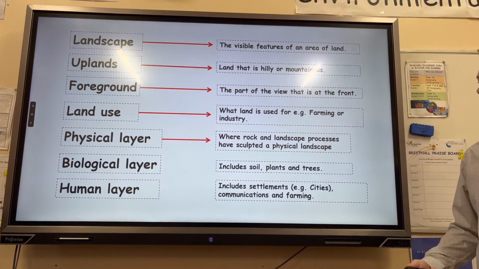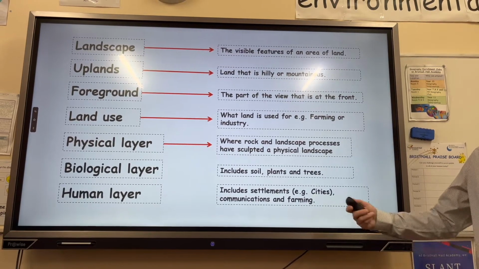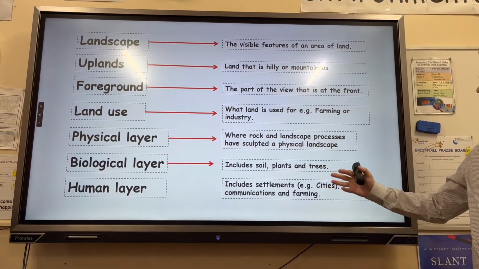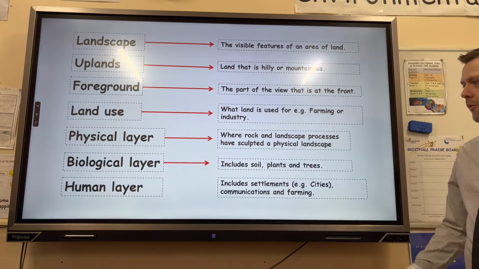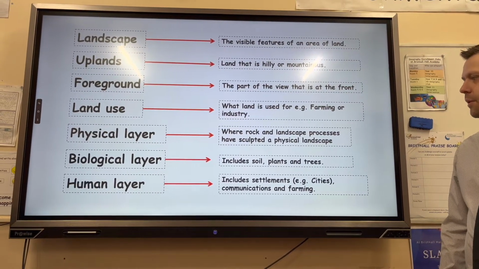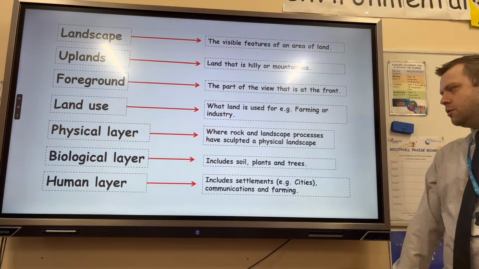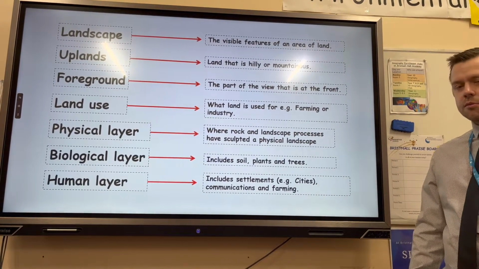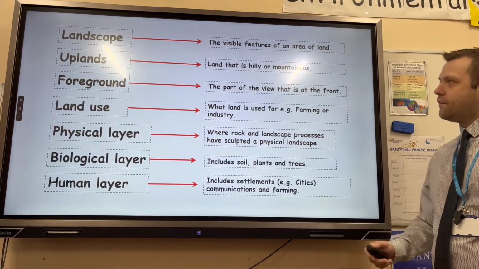Okay, so think of the work that rivers and the weather do. The next layer is the biological layer, and this includes soil, plants, trees. And finally, the one that we tend to have biggest impact on is the human layer. Okay, so it includes settlements, e.g. cities, communications, roads and farming.